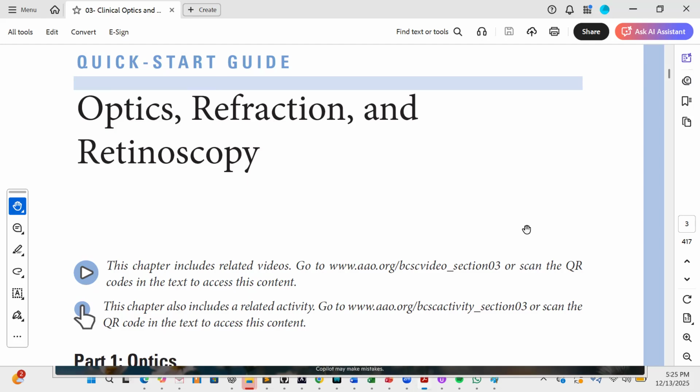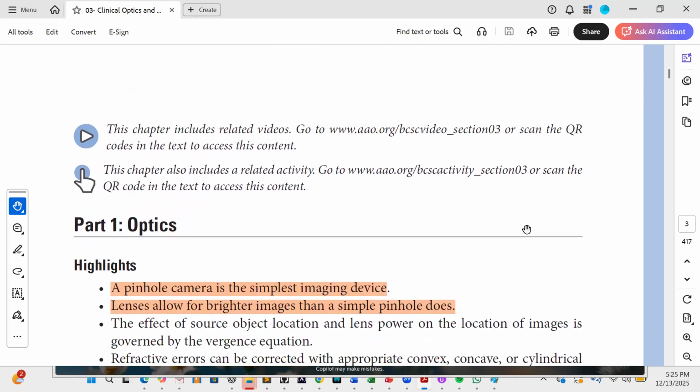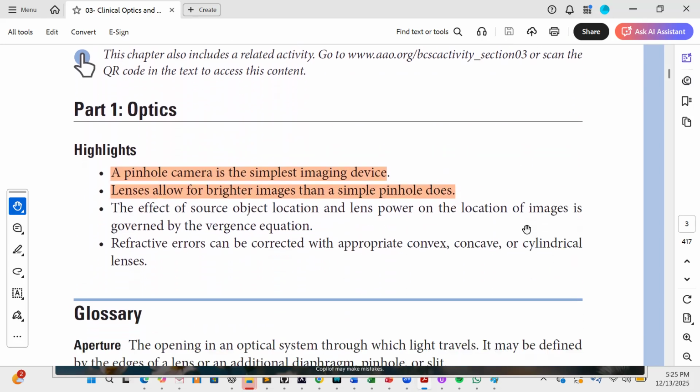So let's get started. We start with the quick start guide. Remember, the quick start guide is actually a component of the exam, because I remember some of the questions came out from it, which encompasses the optics, refraction, and then the retinoscope.